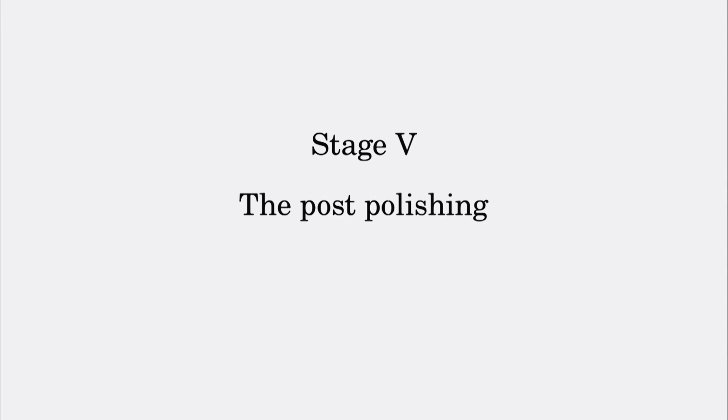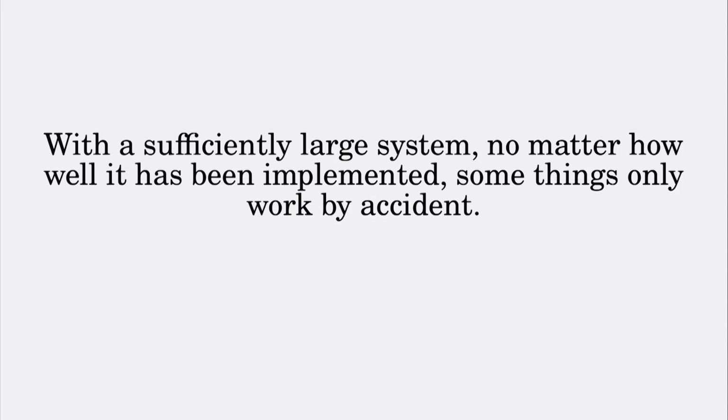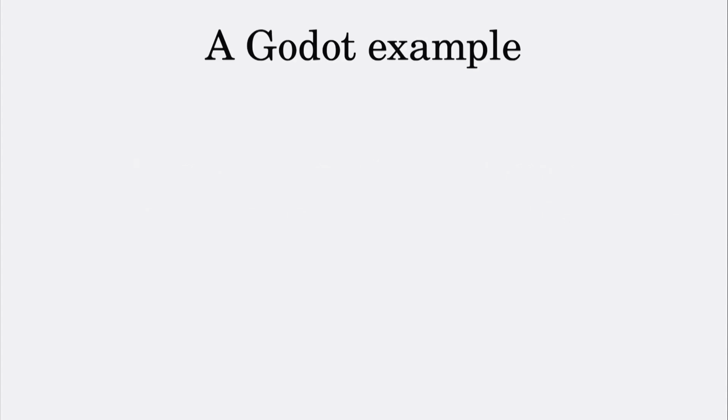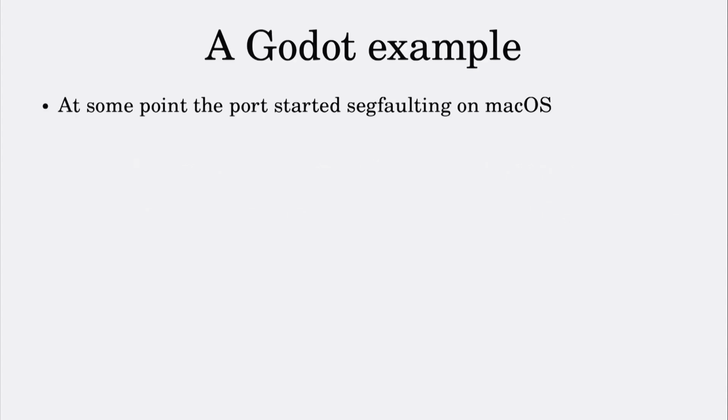Right. And the core of this is that if you have a large system of any kind, no matter how good the people who wrote that originally have been, there are some things that only work by accident. And when you change the build system, some of those things no longer work by accident. So this is an example from Godot. The port was done, it works, and at some point it started segfaulting on launch on macOS only. And this was a bit of a head scratcher.